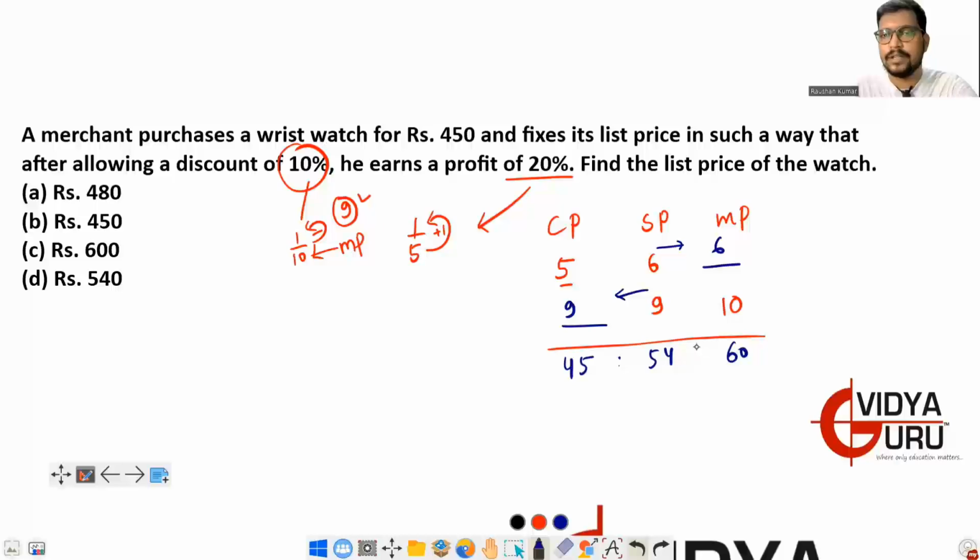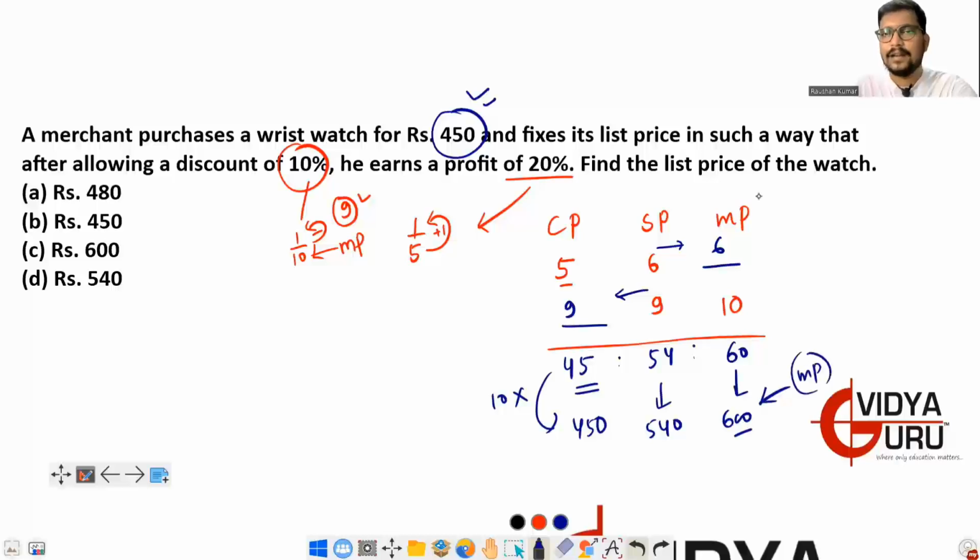This is also divisible by 3. If you want, you can cut it and divide it by 3. But still the question is saying 450 is your, how much? 450 is your CP. So if here 45 is your CP, if you multiply this whole part by 10, we will get 450 as CP, 540 as your SP, and 60 into 10, 600 will be your MP, and that is the list price as well. So your answer should be the C part, that is 600 should be the right answer.